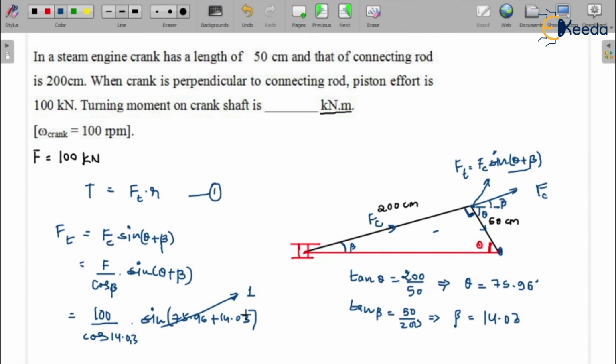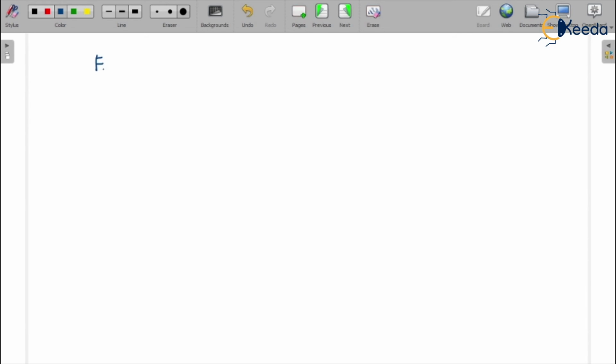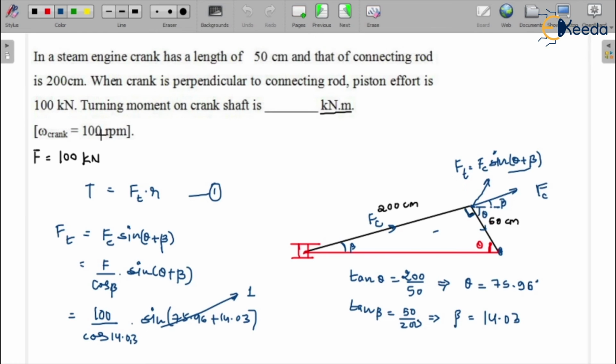So you will get the value of Ft. From here we can get the value of tangential force on the crank bearing, or crank effort. That would be 100 upon cos 14.03. So when you solve these equations, you will get the value of tangential force or crank effort, and that would come out to be 103.07 kilonewton.